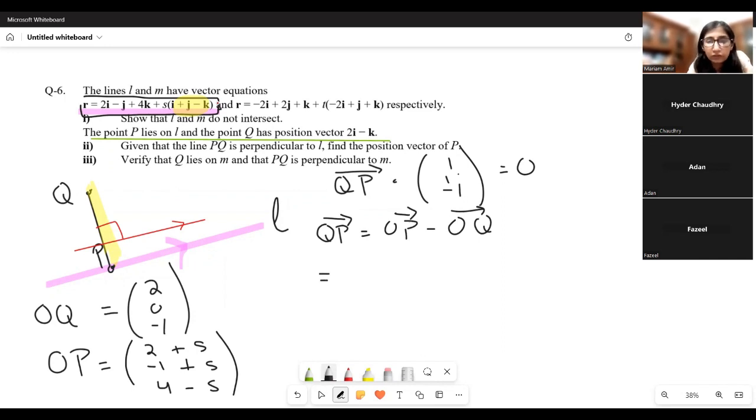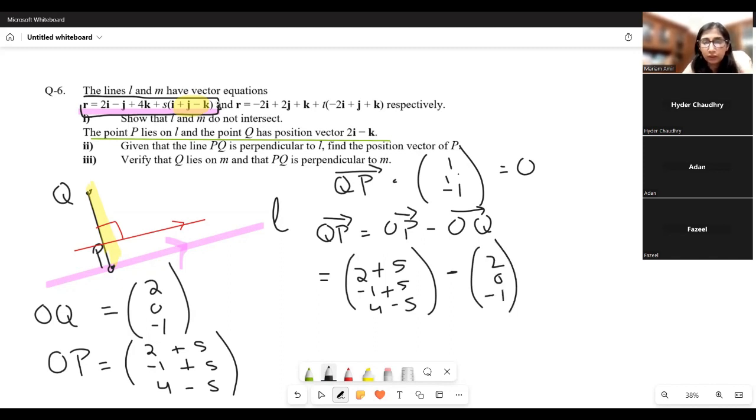OP is... Oh, we don't know Q, we don't know P, just that PQ is perpendicular to L. मैम P लाइन के ऊपर है. हाँ, sorry. OP we already know: 2 plus S, minus 1 plus S, 4 minus S, minus OQ, which is 2, 0, minus 1. This will give us QP.